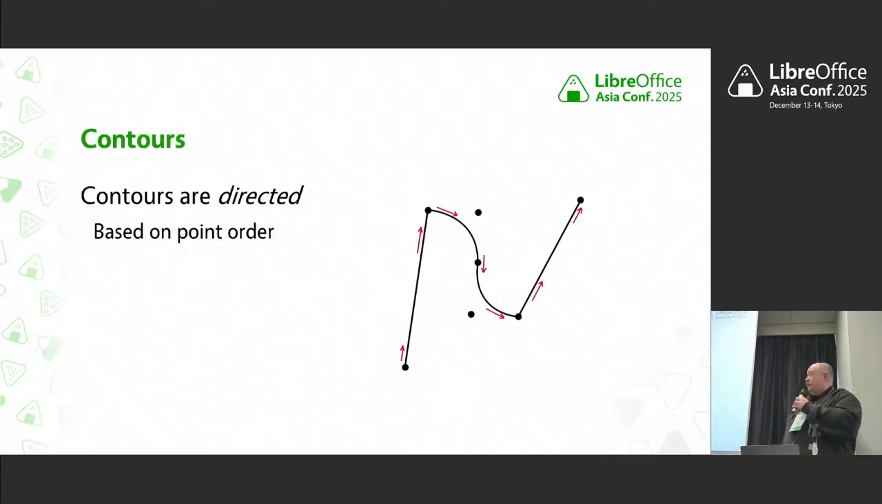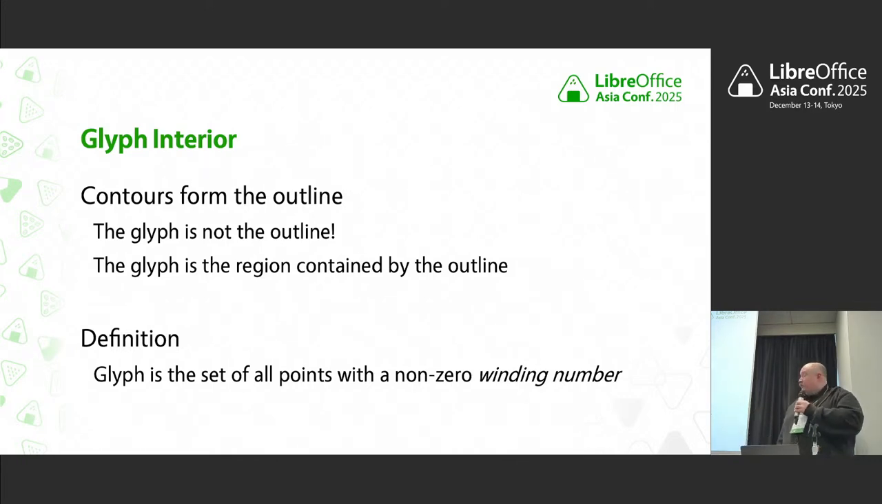These contours are directed. So the way they work is that each segment is connected to the next one by the last control point. So the last control point of the first line segment is the first control point of the next quadratic Bezier spline. And by defining the control points in this order, we give a direction to the contour. Now, this is just the glyph outline. We still need to find the actual interior of the glyph.